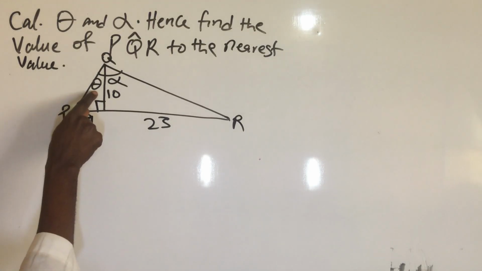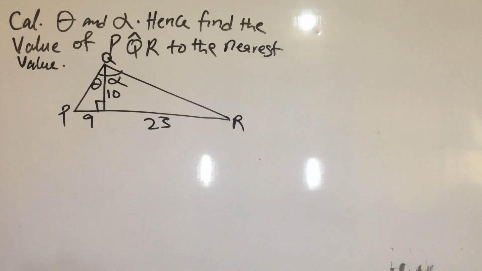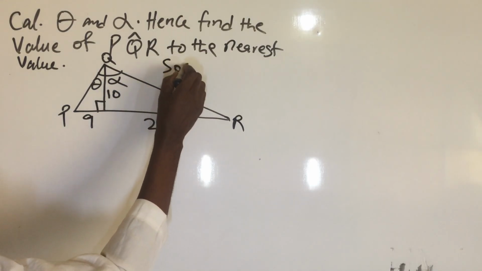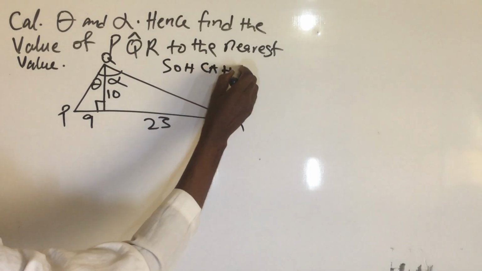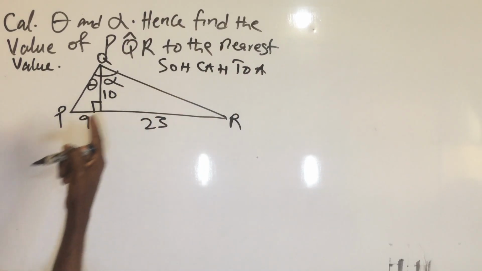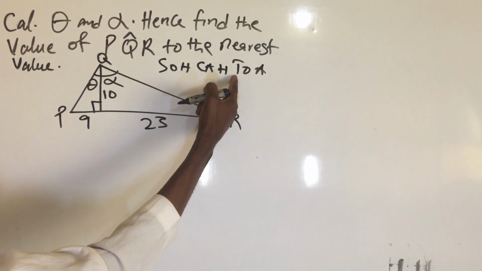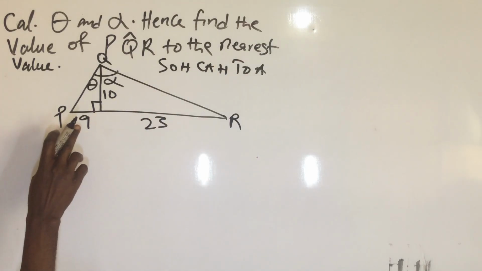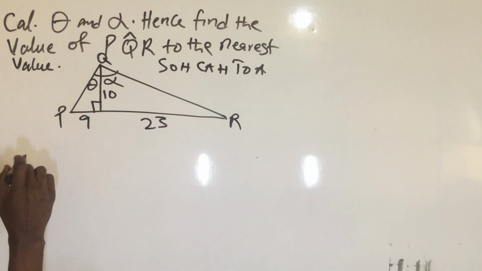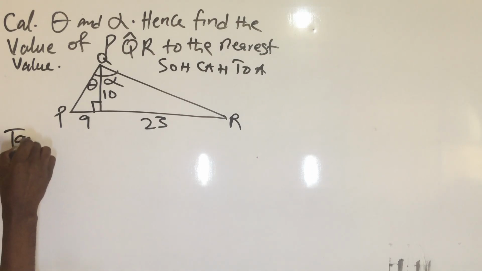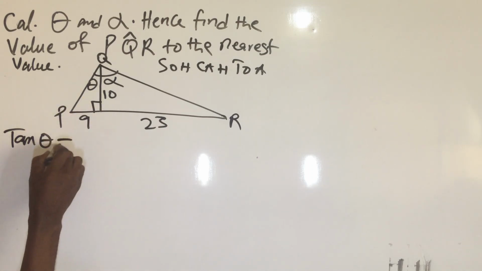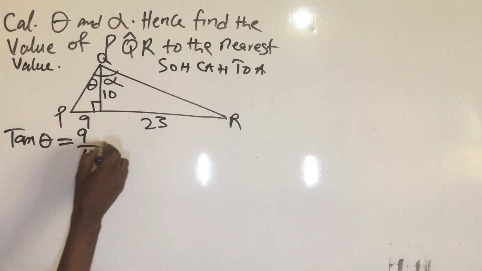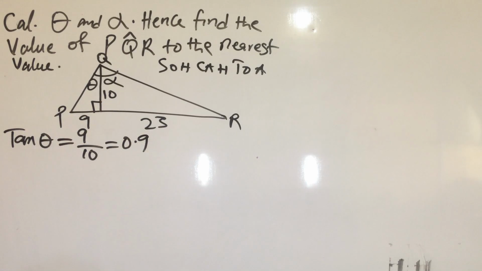Now, in order to find this theta, we now use tan under SOHCAHTOA. So we're going to use the tan, which says tan theta equals opposite all over adjacent, okay? Because we have value of opposite to this angle and adjacent to it. It will now be tan theta equals opposite, which is 9, all over adjacent, which is 10, which will now give us 0.9 when we use our calculator.